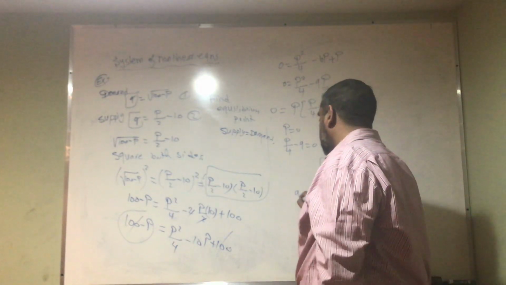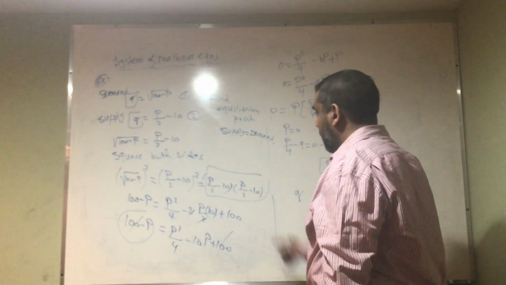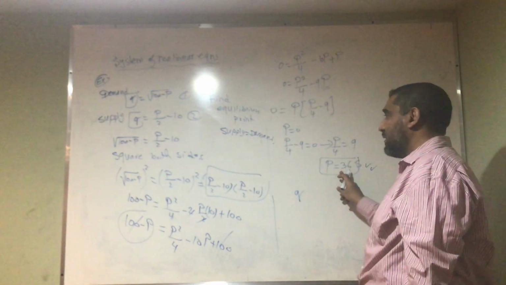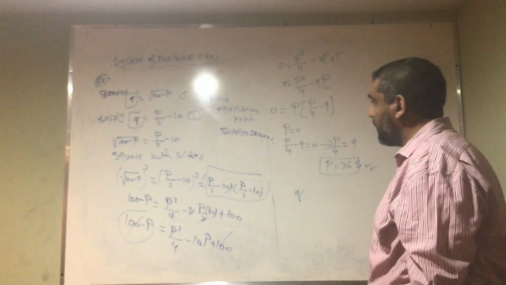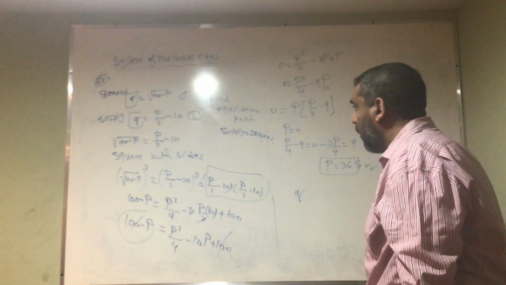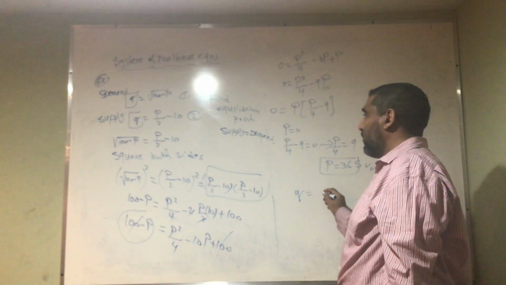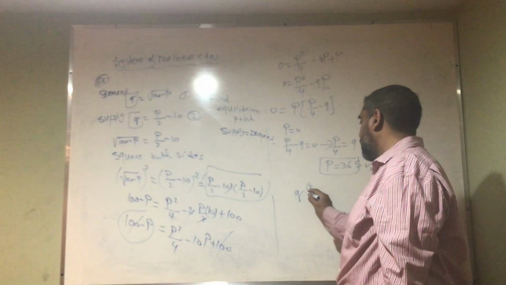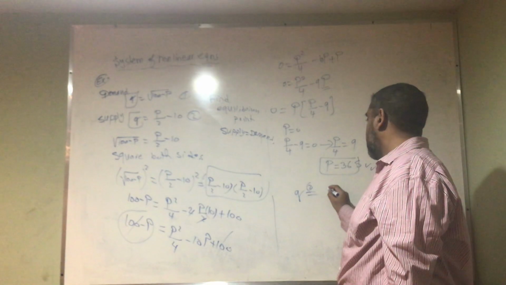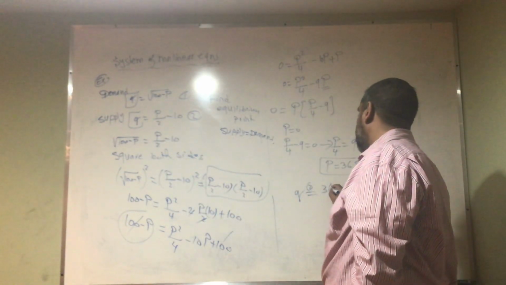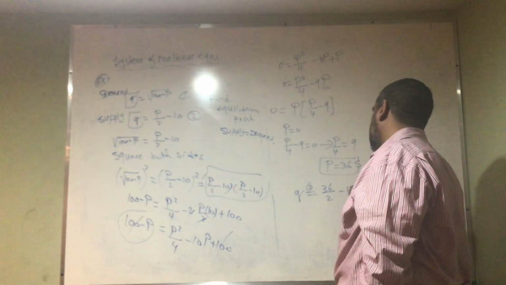But I need to get Q, right? Because the equilibrium point is your P and Q. So I have P equal 36, and I need to get Q. How to get Q? You put that in equation 1 or equation 2. One of them gives you Q. If I put that in equation 2, you can put it in 1 or 2. If I put that in 2, then you get P over 2. What is P over 2? You get 36 divided by 2, minus 10.